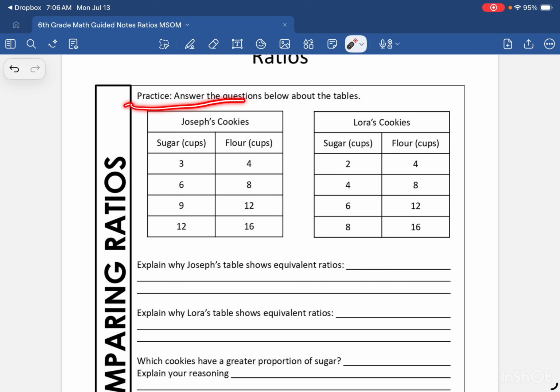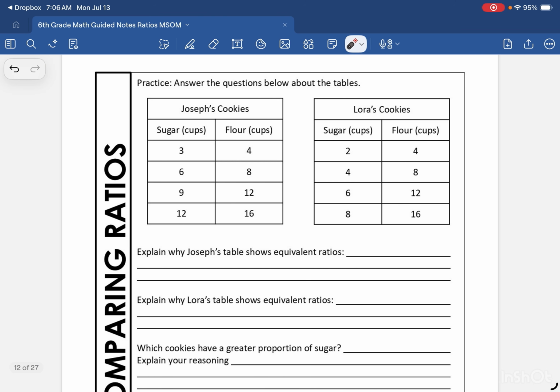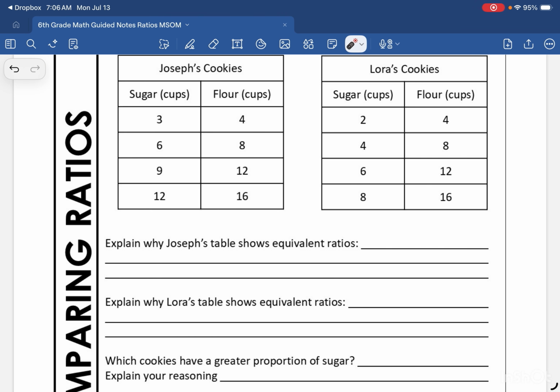Practice. Answer the questions below about the table. So we have Joseph's cookies, the sugar to flour ratio, and Laura's cookies, the sugar to flour ratio. Explain why Joseph's table shows equivalent ratios. Like I said, you can show this different ways. We can show the relationship going down between the rows, or we can show the relationship going across between the columns, or we could also check for any equivalent ratios.